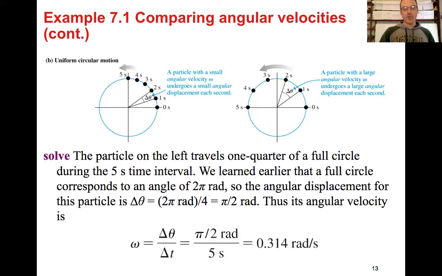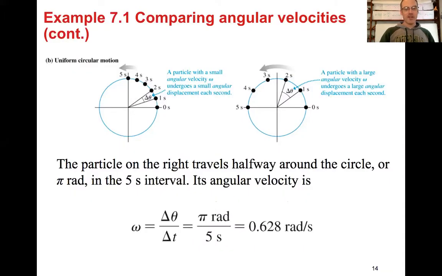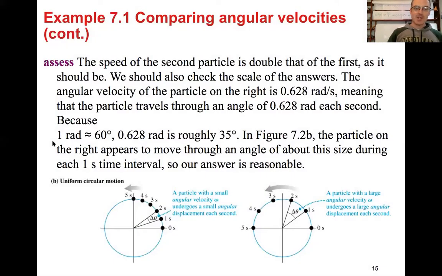That means it's moving at 0.314 radians per second, as you can see there. Whereas the particle to the right is traveling around half of a circle, or pi radians, meaning that its angular velocity is going to be pi radians over 5 seconds, giving you an angular velocity of 0.628 radians per second. So that's the kind of speed that Beefer wouldn't be able to maintain without flopping into the woods.